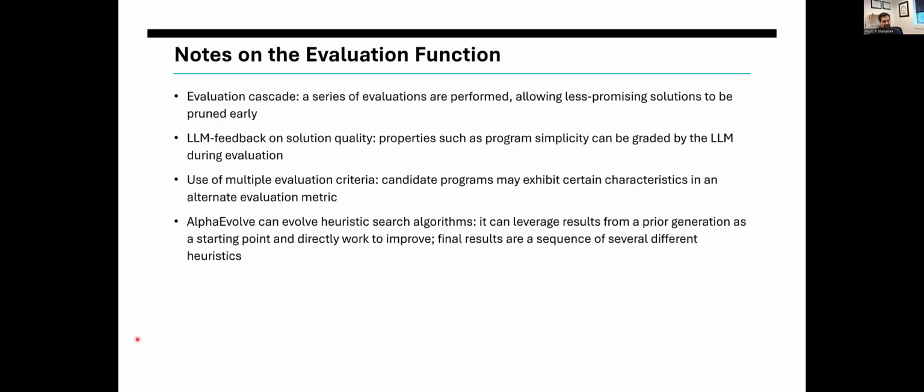And it can even evolve heuristic search algorithms. And this is what I was talking about before, where a prior generation could actually be a starting point, and AlphaEvolve can directly work on it to improve. And what you can see in the final solution is it will become a sequence of these heuristics to solve the problem.